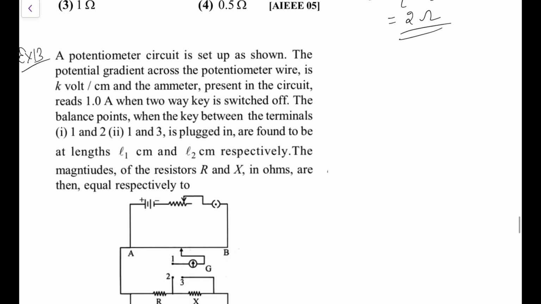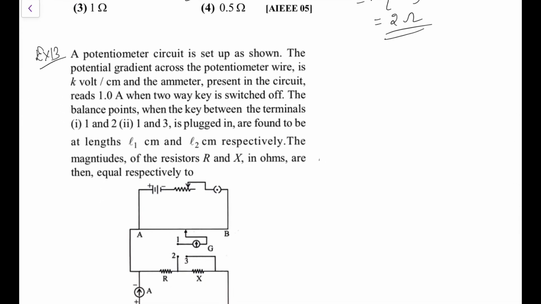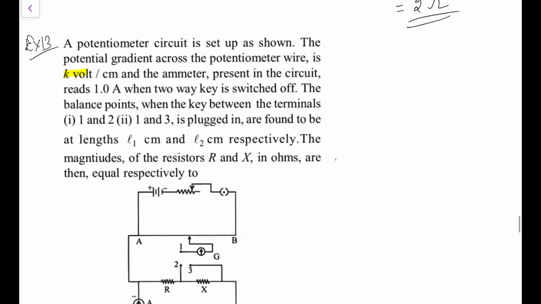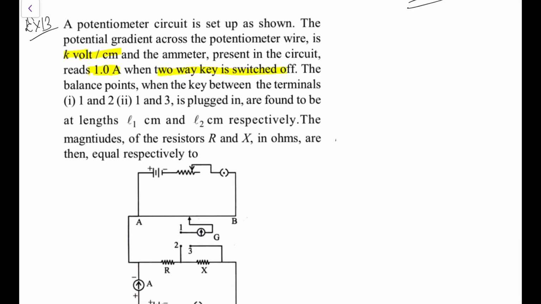Next one, a potentiometer circuit is set up as shown. The potential gradient is k volt per centimeter and the ammeter present in the circuit reads 1 ampere when the two-way key is switched off. So when this key was not there, it reads 1 ampere, and that means the circuit current is 1 ampere. Now the balance point when the key is plugged in between 1 and 2, let's say like this. So it will measure this, let's say this point will be A, let's say this point is P. So VAP would be equal to 1 into R, and that is L1, so that is equal to KL1, first equation.